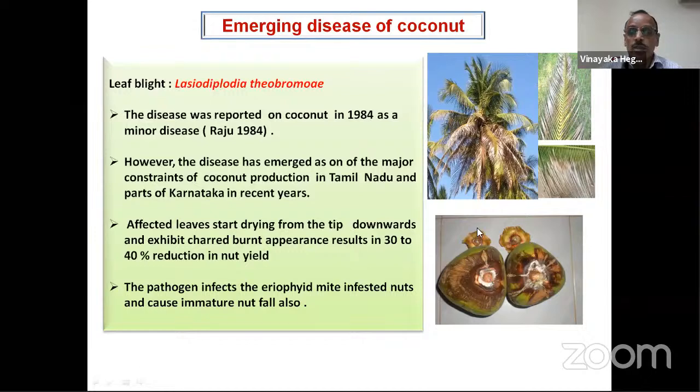So what we recommend is to go for root feeding with hexaconazole or propiconazole, 2 ml per liter of water, because spraying is very difficult. Of course, TNAU has come up with a fungal biocontrol formulation also for root feeding. So that can be used to check the disease spread further.